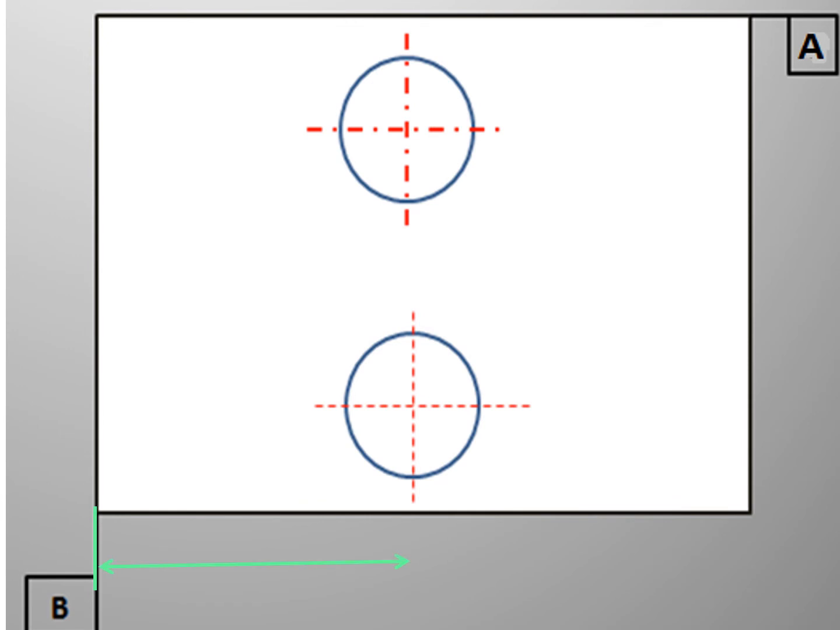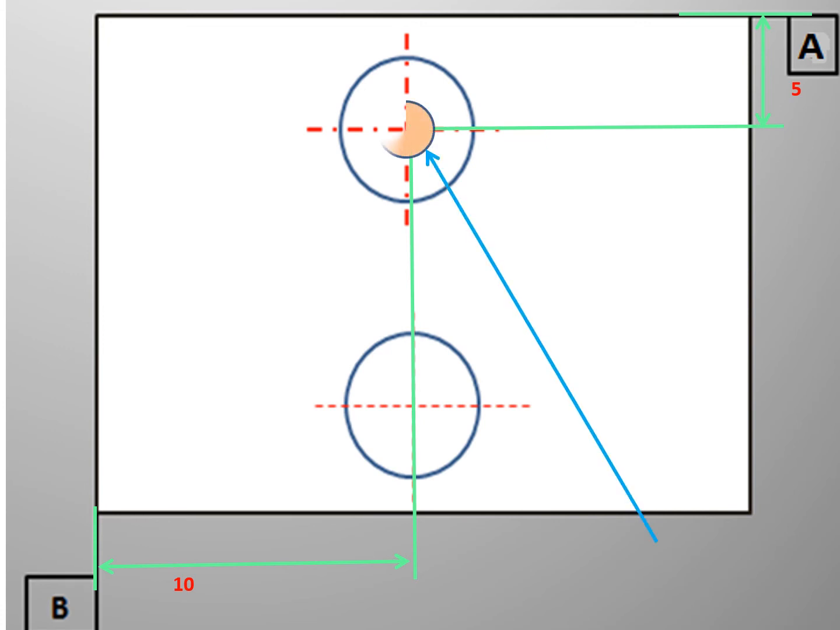So the theoretical center of the circle, which is as per the drawing, is here. You can see that from the datum B it is 10 and from the datum A it is 5. Now consider the actual, that means the measured value. If you are measuring the component, you may get one value, and that is the actual value. This value is as per the drawing.